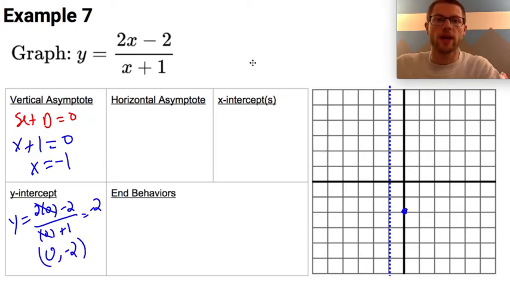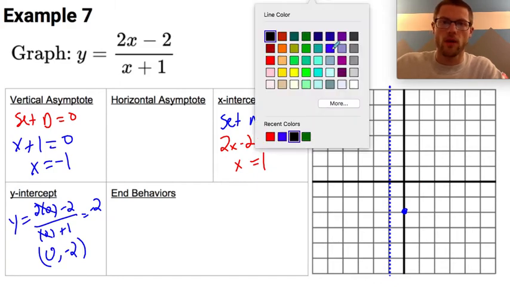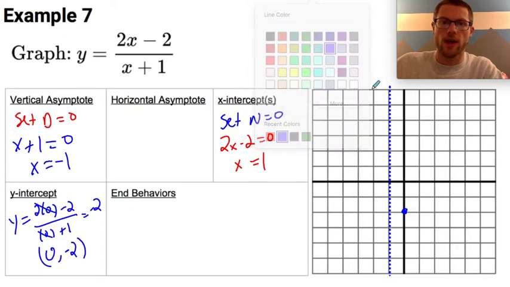Next up, let's take a look at the x-intercept. In this case, I do have a numerator with an x in it, so that means that I can set the numerator equal to 0, and I can solve for x. So 2x minus 2 equals 0, and if I solve for x, I get x equals 1. So I do have an x-intercept here. Oh, let's go blue. I do have an x-intercept here at x equals 1.